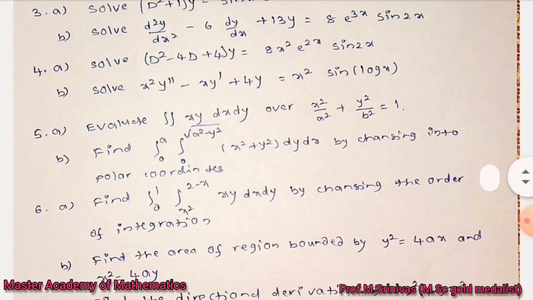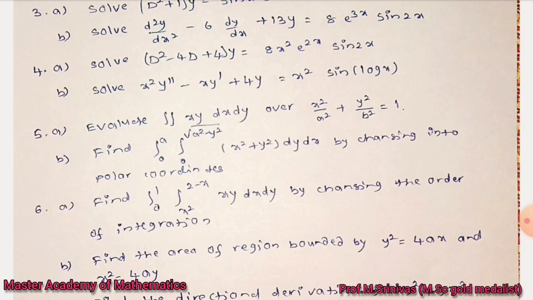Coming to fifth one, fifth a bit, evaluate double integral xy dx dy over x square by a square plus y square by b square equal to 1. So you are calculating the double integral. No limits are given, only one equation is there. From that, as usual, by using the process, first you are calculating y limits from the given equation. Then to get the x limits, substitute y equal to 0, you will get x limits. Directly find out the double integration based on x and y limits.